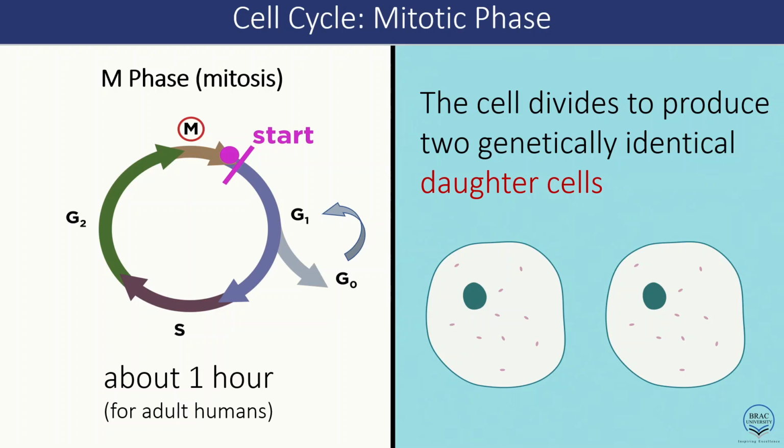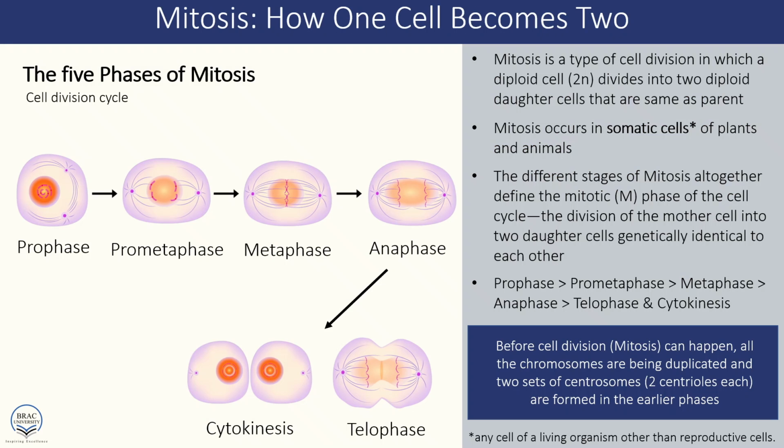So the end result of mitosis is two daughter cells from one parent cell, and those two daughter cells are genetically identical to the parent cell. So we'll be seeing the mitosis in detail.